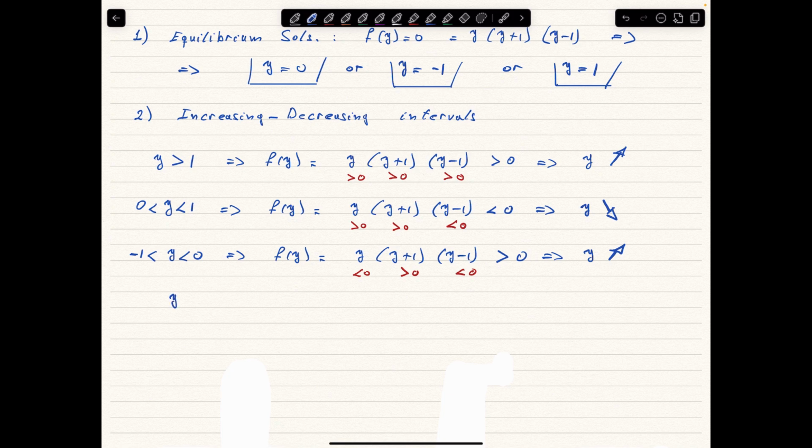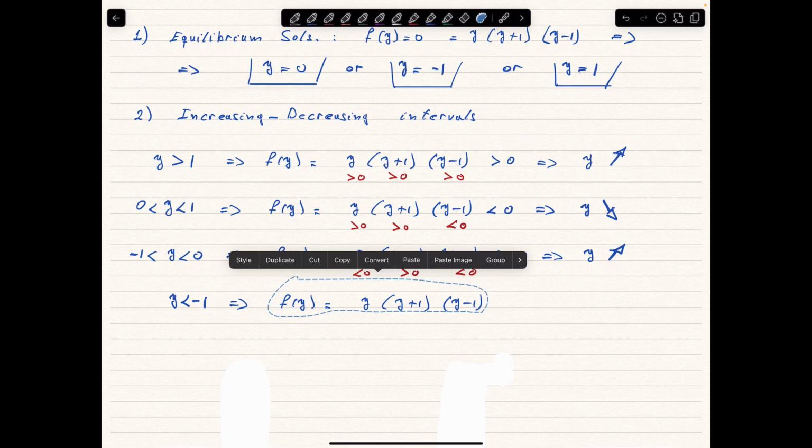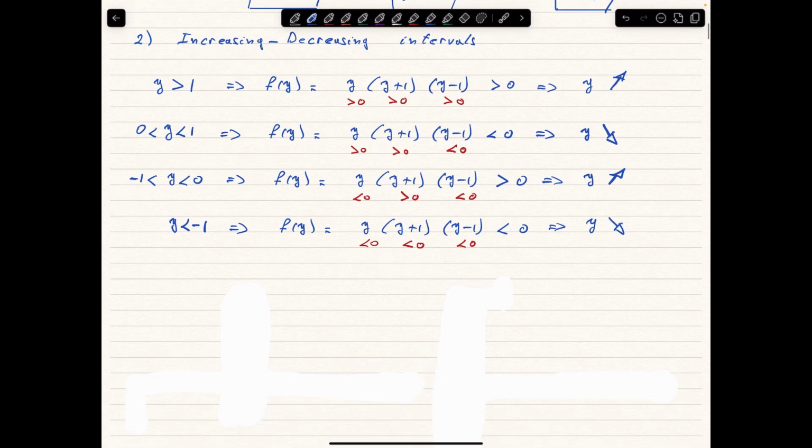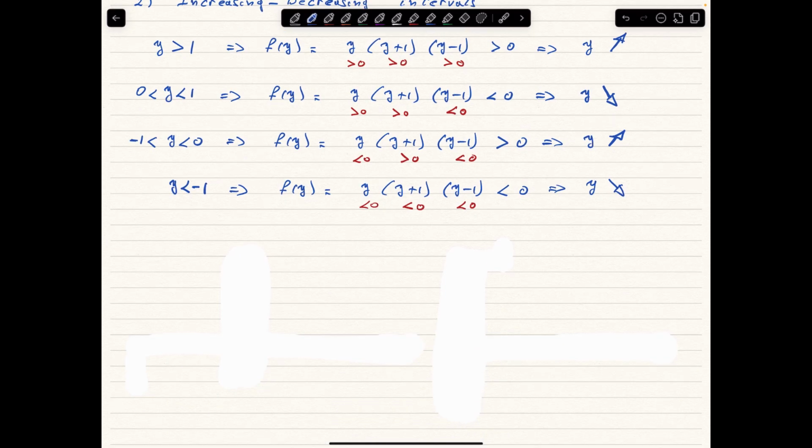The last interval we need to consider is what happens when y is super negative, less than -1. Well, in that case, again, we have our function f, and now everything is going to be negative. This factor is negative, this factor is negative, and this factor is negative, so we have 3 negatives, so it's actually negative. So the solution is decreasing. And there is what we wanted to find.